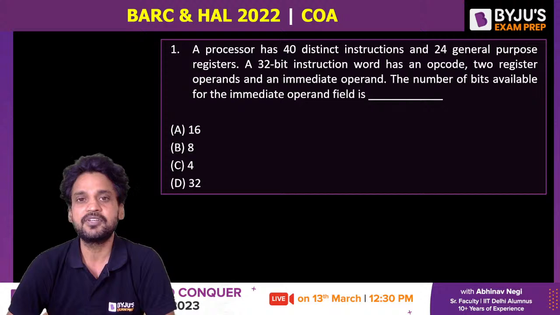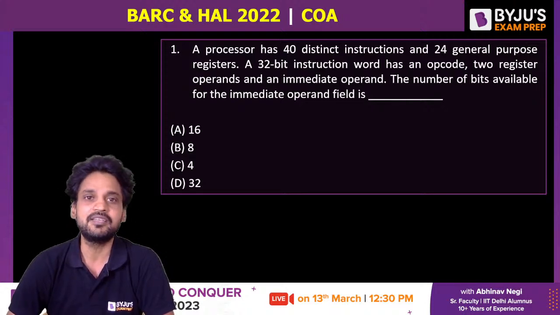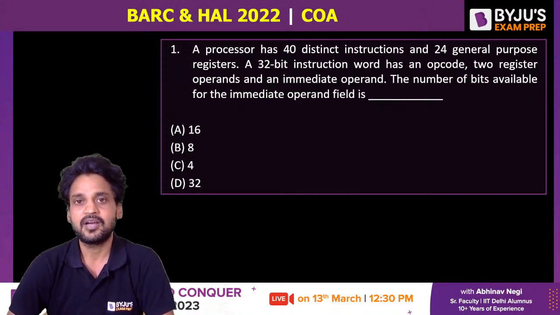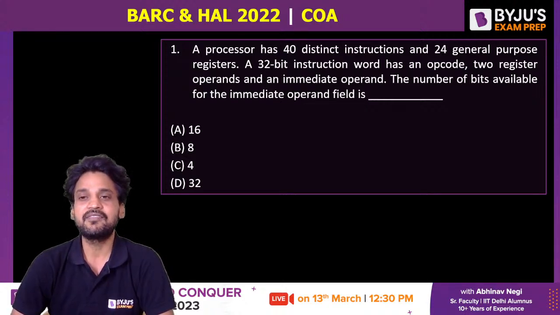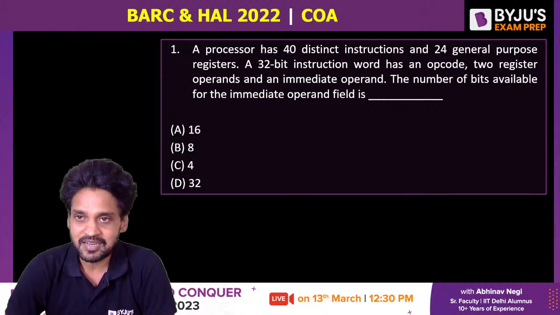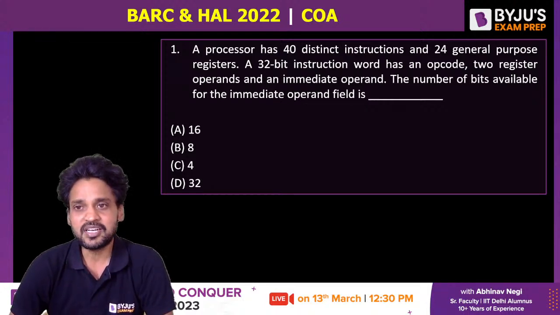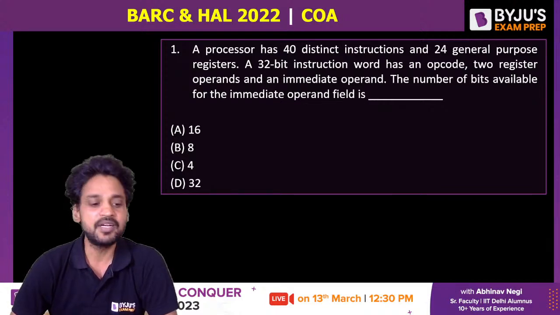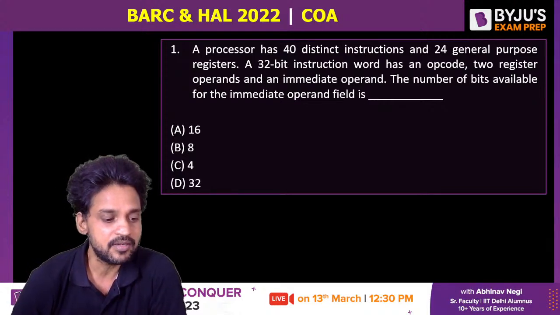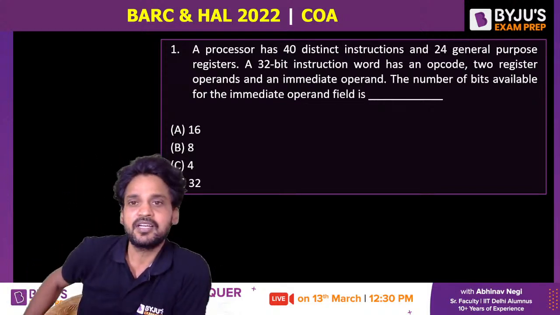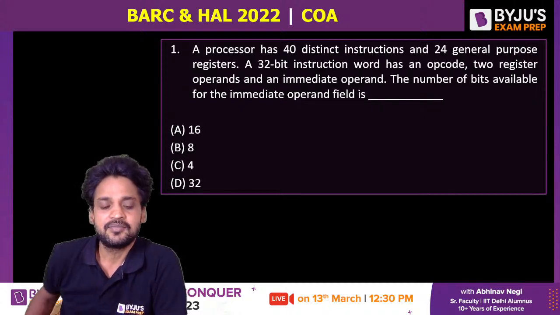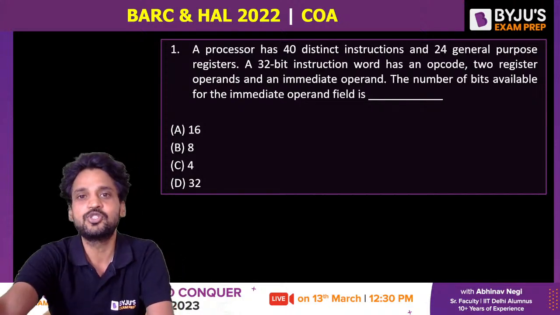The first question that we're going to solve in the CPU design is as follows. A processor has 40 distinct instructions and 24 general purpose registers. A 32-bit instruction word has an opcode, 2 register operands, and an immediate operand. What is the number of bits available for the immediate operand field? Can we have a quick look at the answer for this?